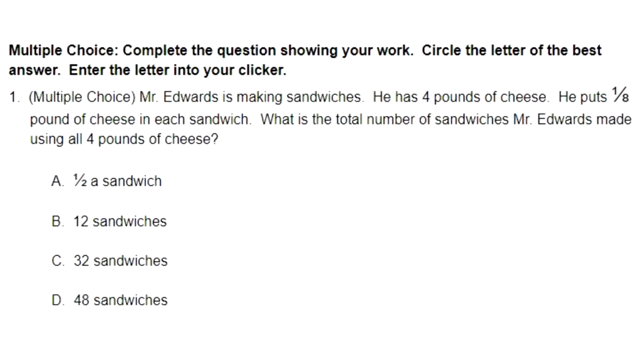Mr. Edwards is making sandwiches. He has 4 pounds of cheese. He puts 1/8 pound of cheese in each sandwich. What is the total number of sandwiches Mr. Edwards made using all 4 pounds of cheese?